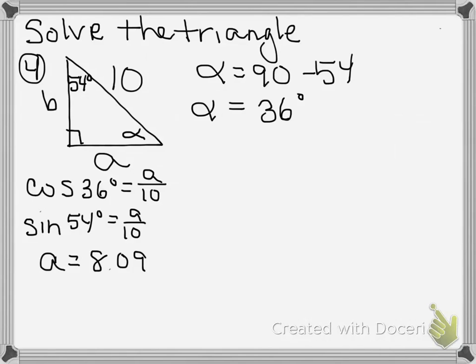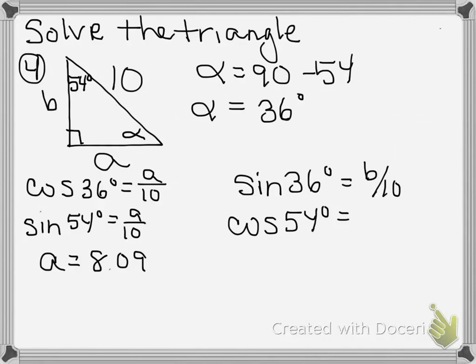Now let's jump over to B. You can choose to solve for B using the Pythagorean theorem if you would like to, or you can continue with the idea of SOHCAHTOA. That would be the sine of 36 degrees equaling b over 10. Or you could have the cosine of 54 degrees equaling b over 10. Again, either way, no matter what you choose, you're going to get that b equals 5.88. If you would have done the Pythagorean theorem, you would have said 10 squared minus 8.09 squared equals b squared, and you still would have gotten 5.88.